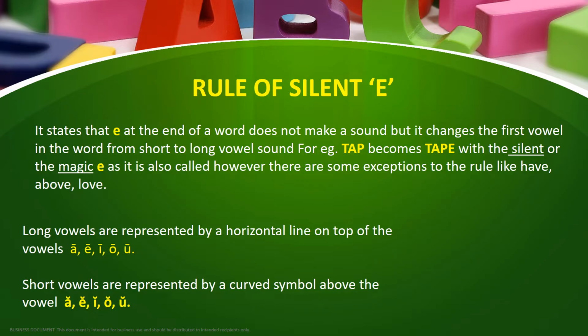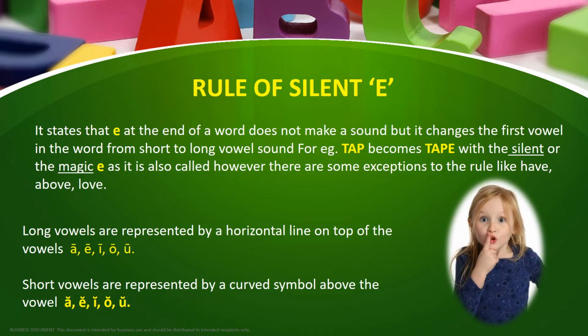Now we will study the rule of silent E. Silent, shh, silent E, which means we will not hear the sound of E. It is there, but it is silently, quietly sitting there. However, it can do a magic. It can change a word. Let's see how. It states that E at the end of a word does not make a sound, but it changes the first vowel in the word from short to long vowel sound.